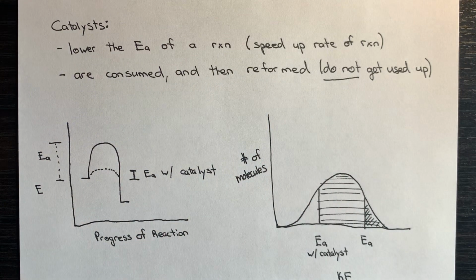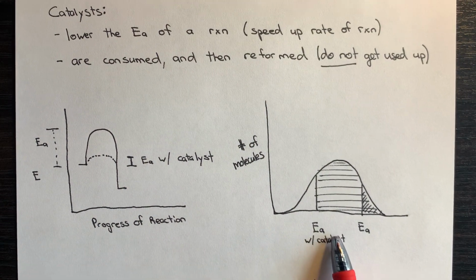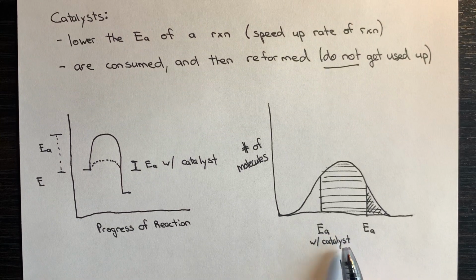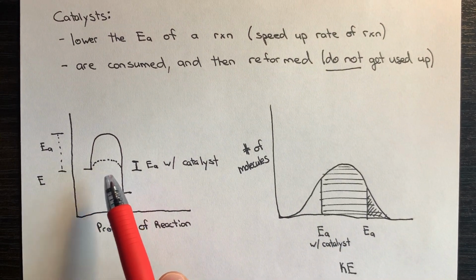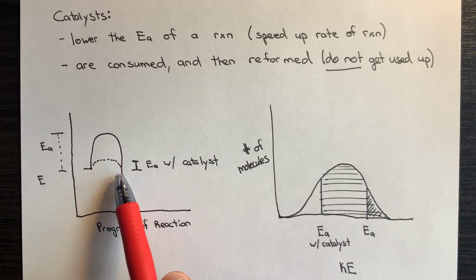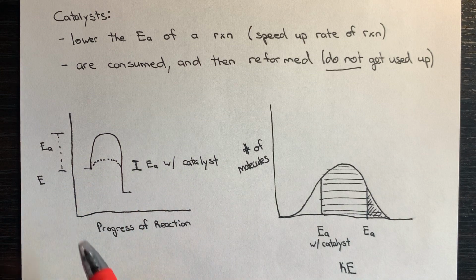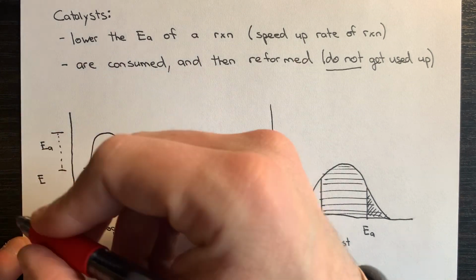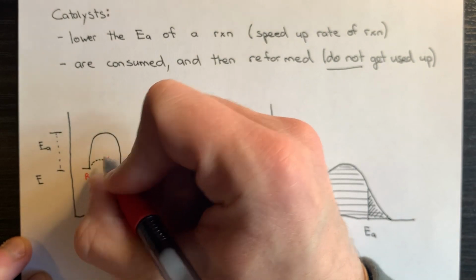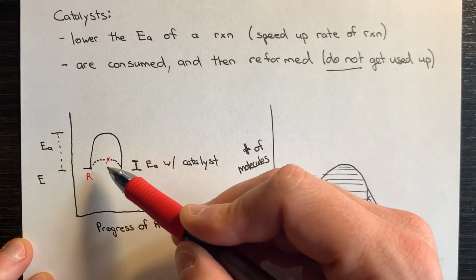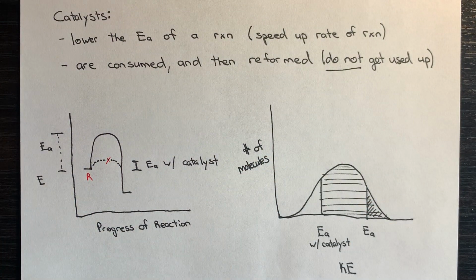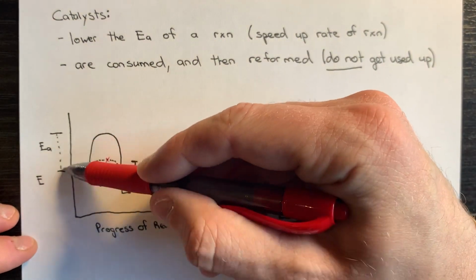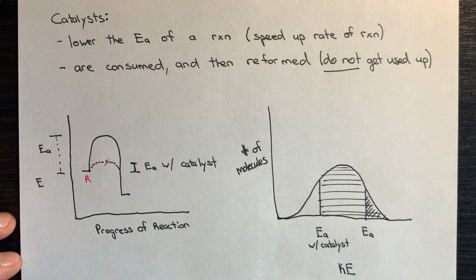and then reformed. As far as how this impacts our progress of reaction diagram or perhaps our kinetic energy distribution curve, the only thing that really changes here is that, again, a catalyst will lower your activation energy. So the distance between your, say, reactants and your transition state, the amount of energy to reach that transition state or that activated complex, is substantially less than the activation energy without a catalyst.